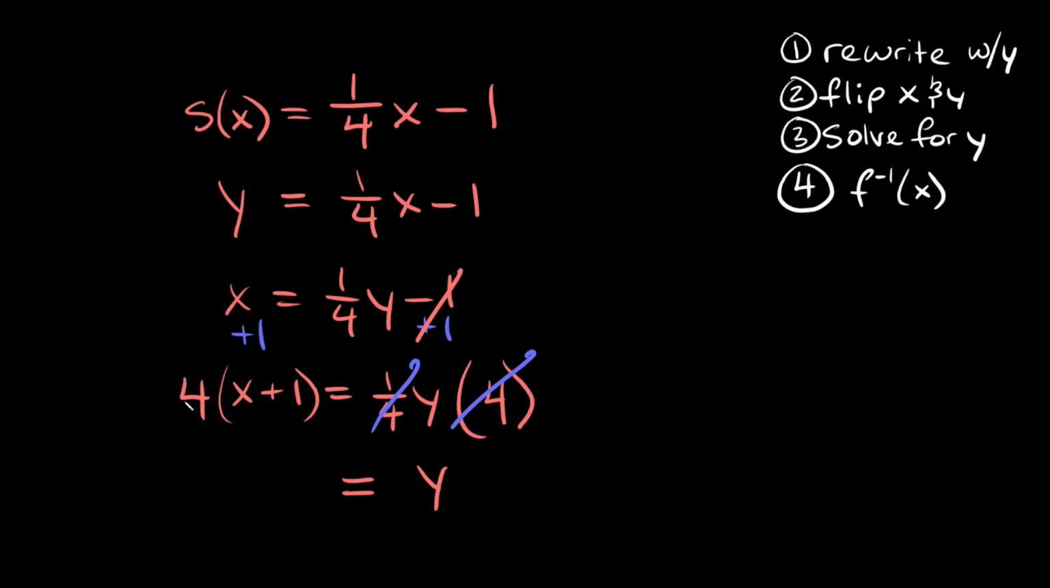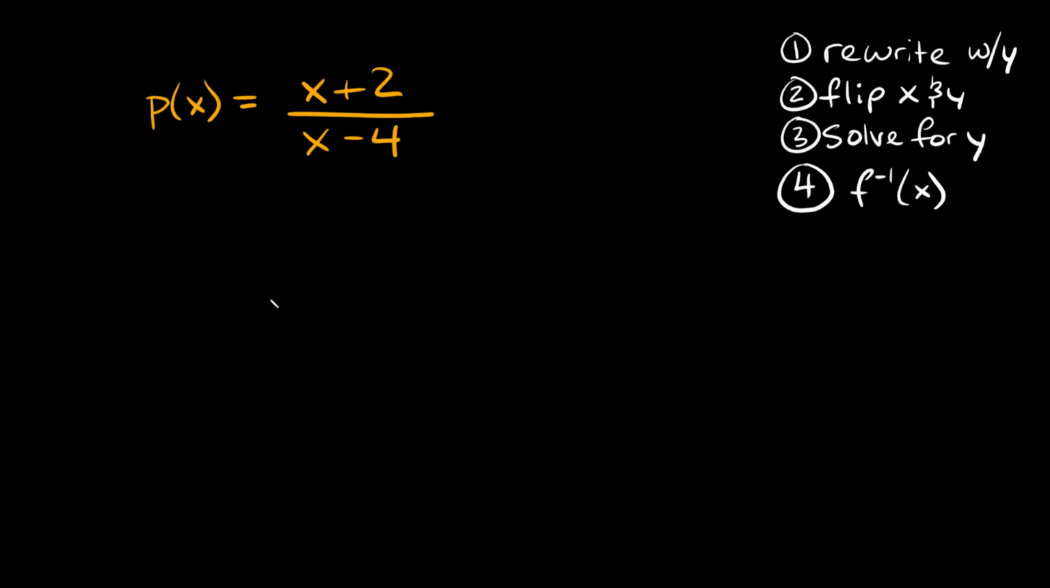And if you want, you can actually distribute that into these parentheses. So 4 times x is equal to 4x, and 4 times positive 1 is equal to positive 4. Okay, so then you get y is equal to 4x plus 4, or again, with the inverse notation, it would be f of negative 1 of x is equal to 4x plus 4. Boom. All right, here's a kind of a more complicated fraction.